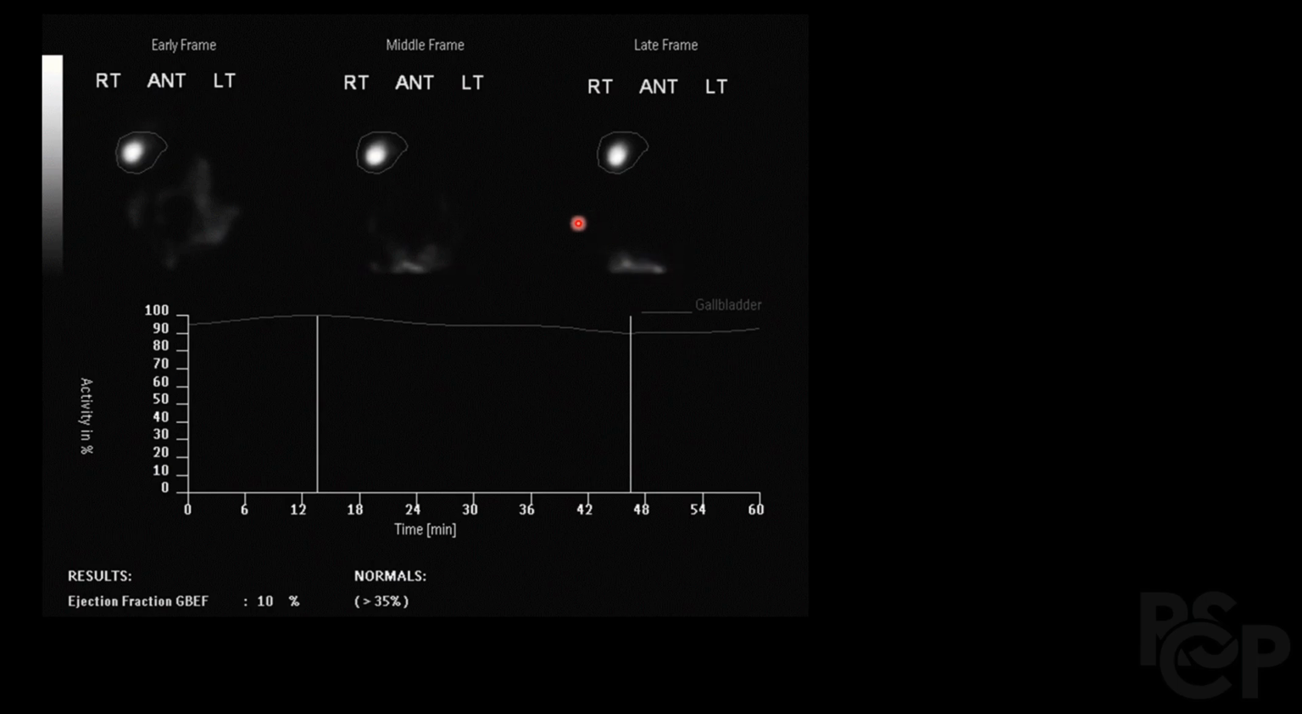So it appears to be mostly normal, except for the fact that we look at the ejection fraction, which was identified as around 10%, and normal ejection fraction should be over 35%. So even though there's radiotracer activity in the gallbladder and the small bowel, the ejection fraction is severely low, and this would be concerning for biliary dyskinesia.